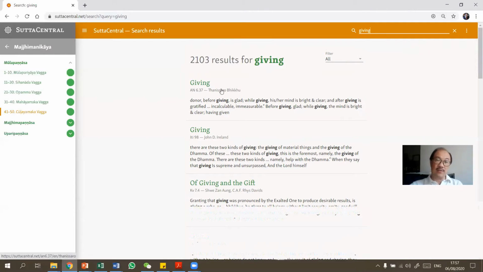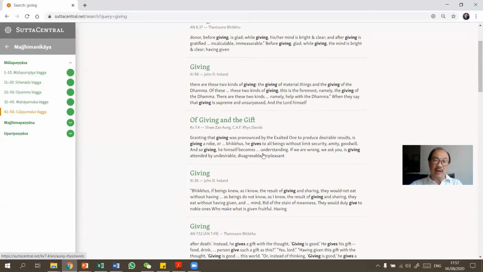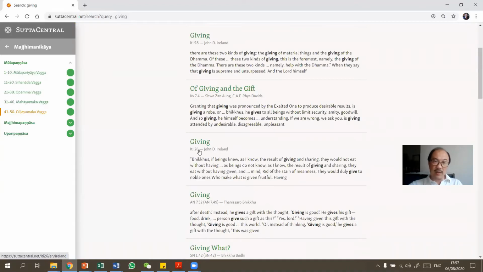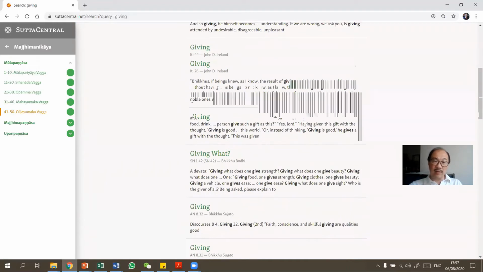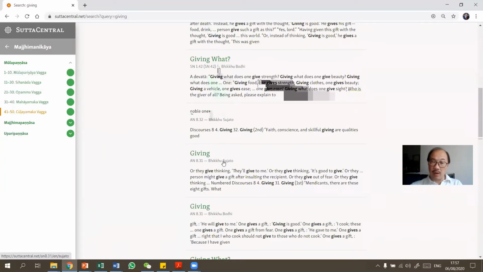So from here you can find Anguttara Nikaya 637, or you can go into Itivuttaka 98, also talking about giving. And there are so many giving topics. What is giving and so on. That will help you a lot in your research, by topic, or even by subject itself.